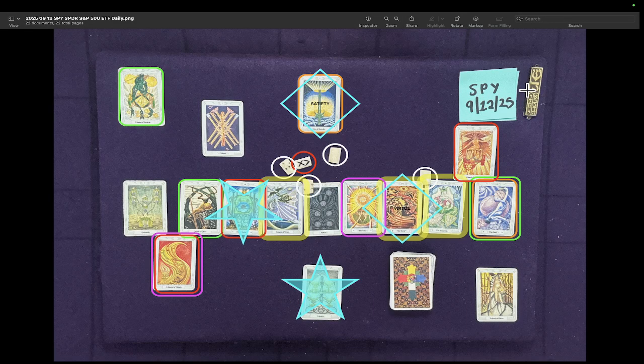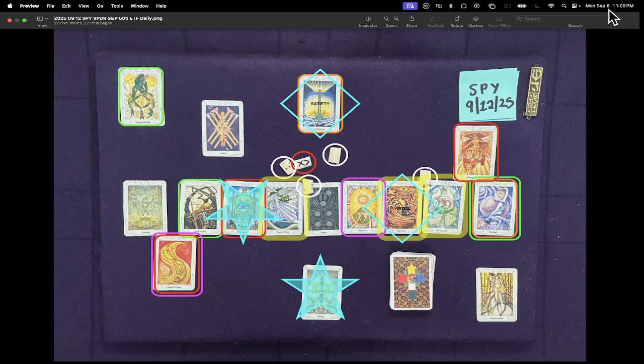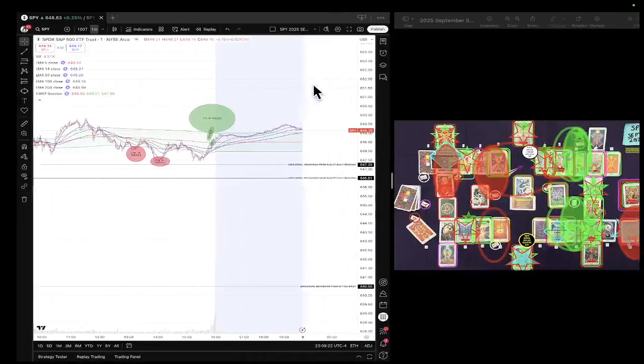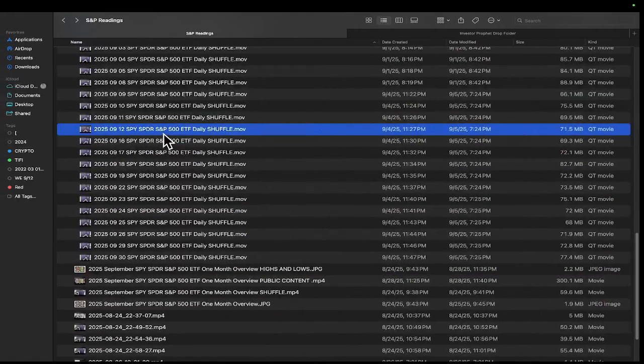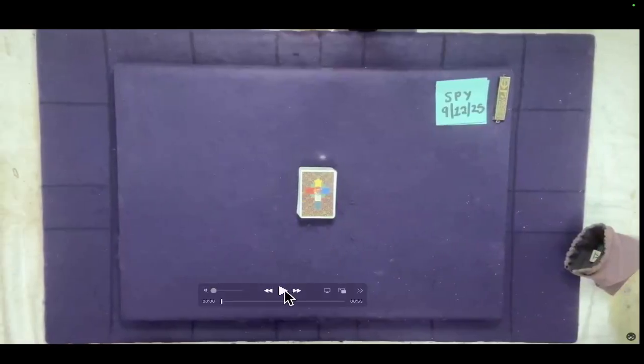This is the S&P 500 SPDR ETF SPY one-day reading for September 12, 2025. It's currently September 8, 2025, 11:09 p.m. Eastern Time. SPY at the time of this reading, $648.83, that's USD. The shuffle video for the September 12th reading was created on September 4th, 2025 at 11:27 p.m. Eastern Time. That's this video playing for you here.